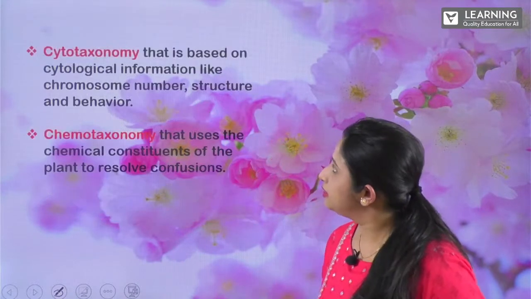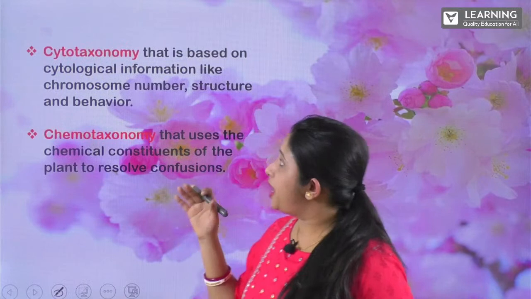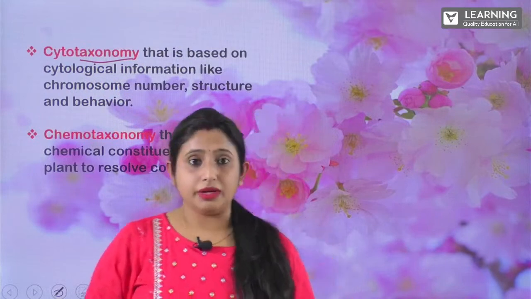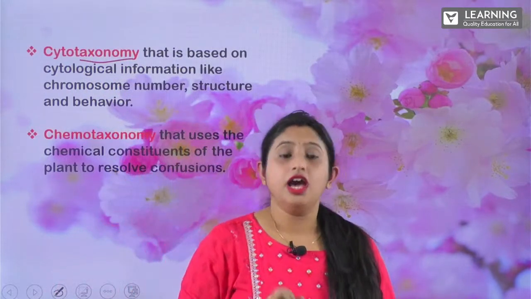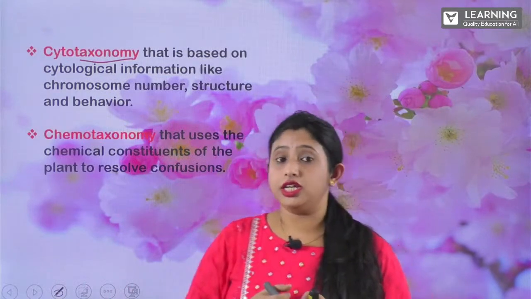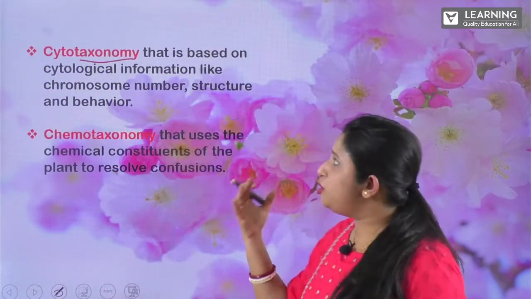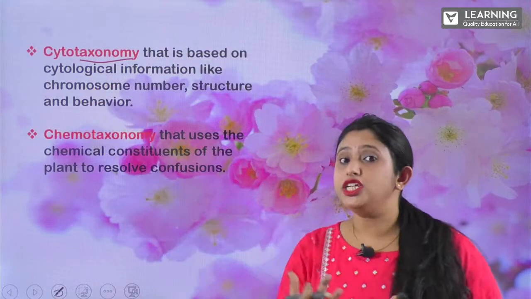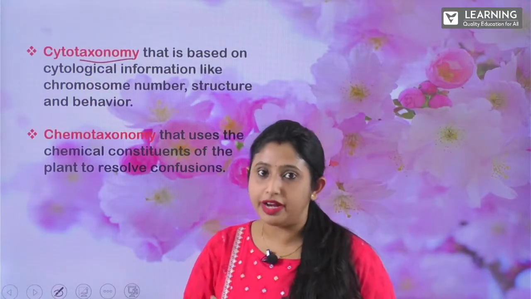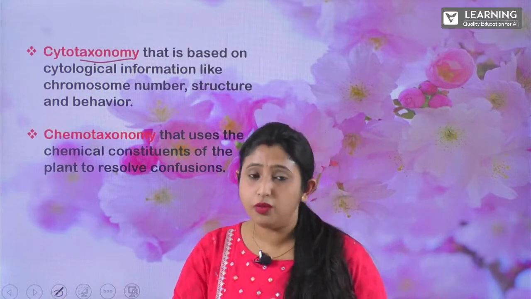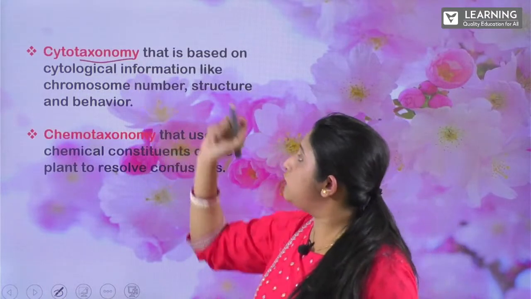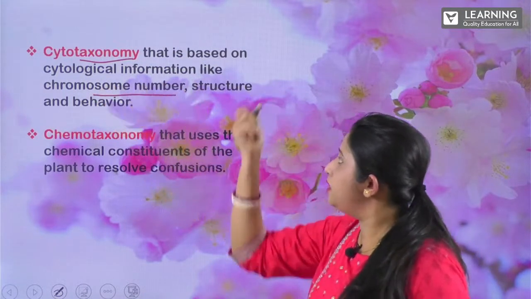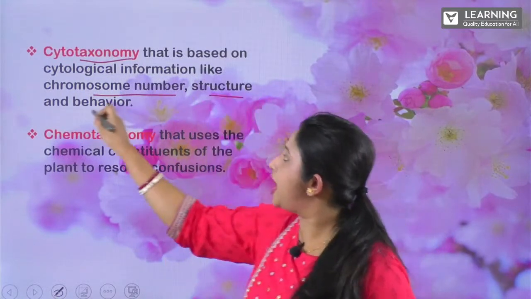Clear? Okay. So what do you mean by taxonomy? We have already studied what taxonomy is, right? Taxonomy is the identification, nomenclature, and classification of an organism, isn't it? So what do you mean by cytotaxonomy? Cyto means the information about the cells, the chromosome number, everything. So what does this cytotaxonomy deal with? It deals with cytological information. Like what cytological information? It is about the chromosome number, right? And the structure and behavior.